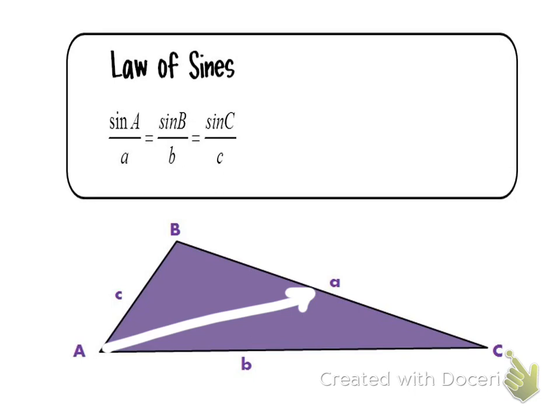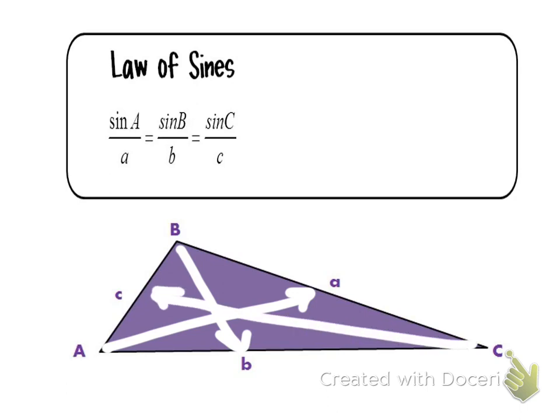So the sine of angle A compared to the opposite side length is going to be equal to the sine of angle B compared to its opposite side length, which is going to be equal to the sine of angle C, which is compared to its opposite side length. So we've got three ratios that we can set equal to each other, cross multiply and solve because it's a proportion, and be able to find a missing angle measure or missing side length in a non-right triangle.